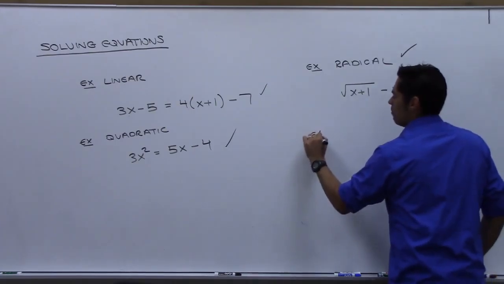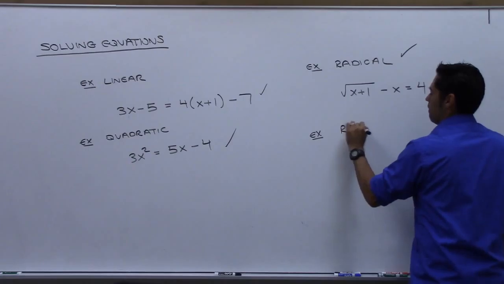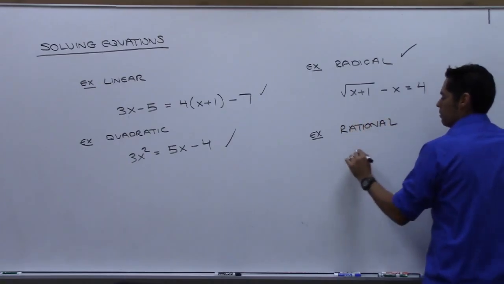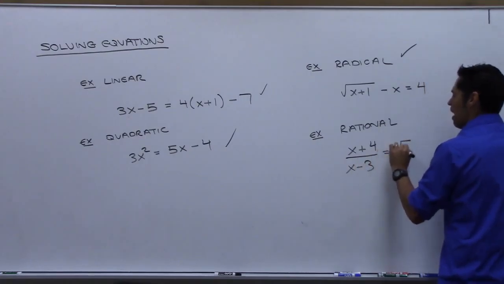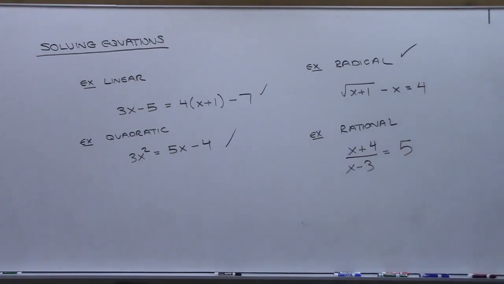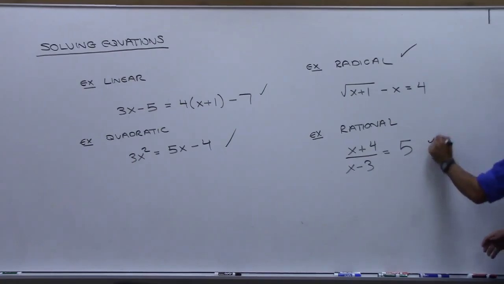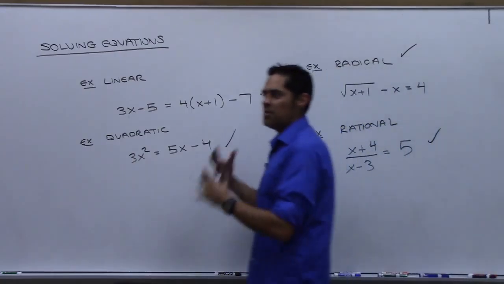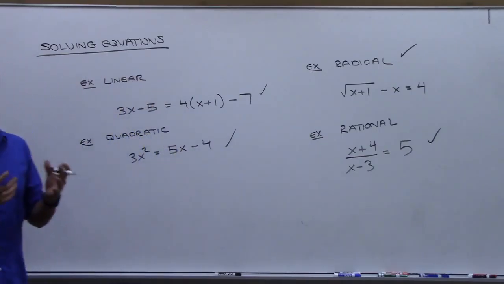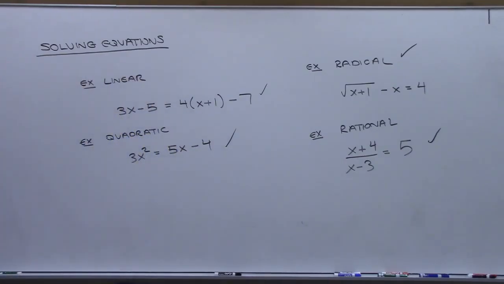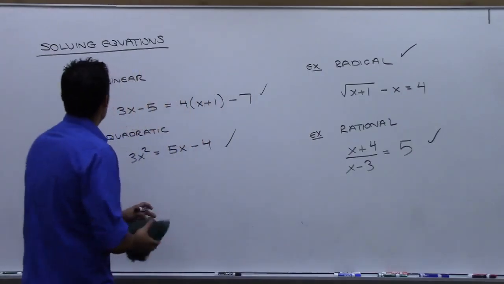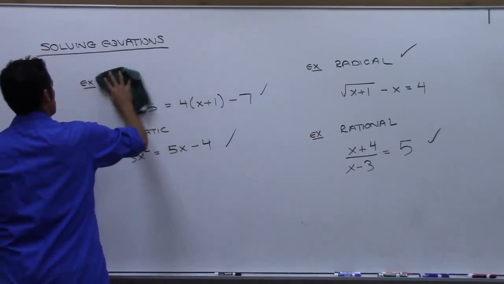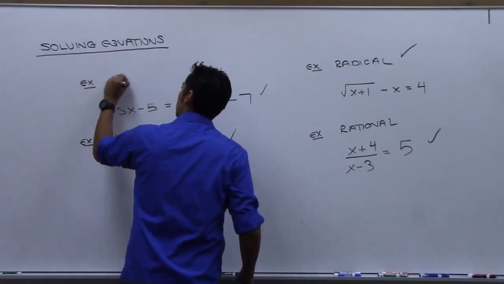We also had rational equations. x plus 4 over x minus 3 equals 5. Solve for x. So we would clear fractions and we'd get x, right? Check. Theoretically, we've seen all these. We know we have a way of getting what x is. But what about an equation that looks like this, which we call an exponential equation?